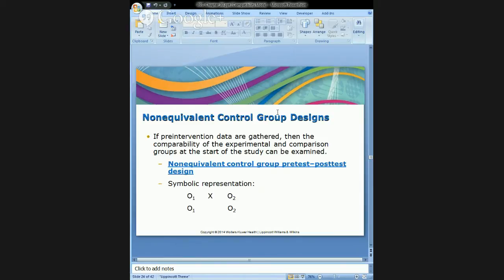Okay, so non-equivalent control group designs. Pre-test, post-test, we have two groups. One group gets the intervention, the second group does not get the intervention, and we collect data at two points in time, before and after the intervention, for the first group, and for the second group we just collect data at two points in time, and we compare the differences.